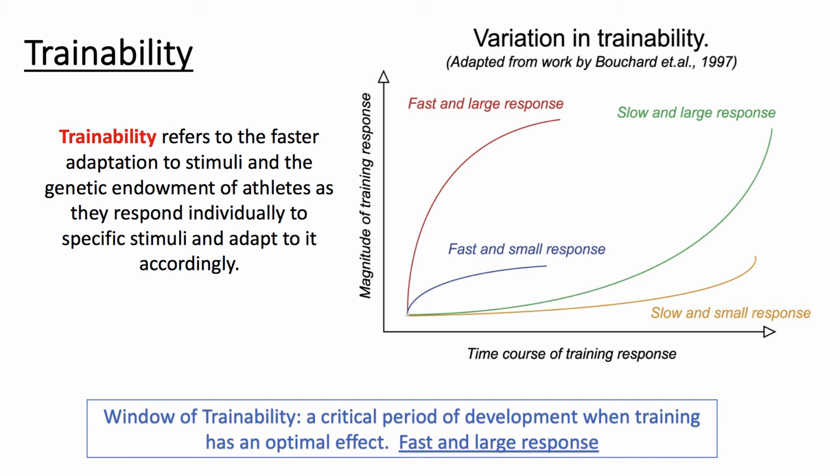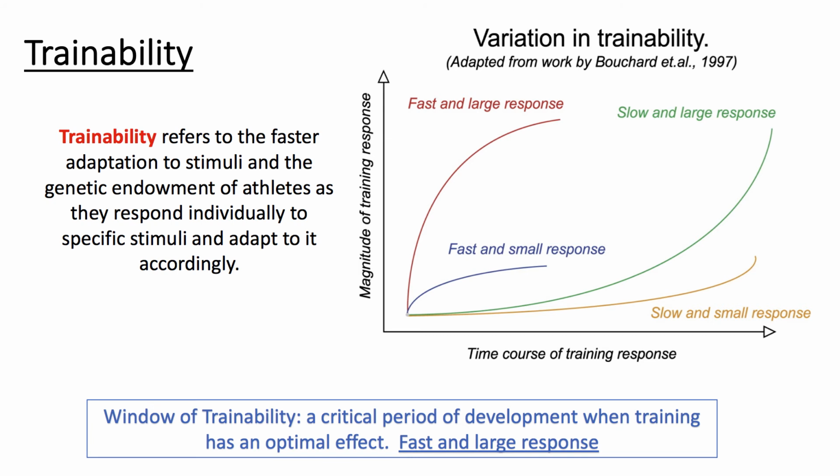You also have individuals who are fast adapters to a training program and learning skills, but they have a small response, which are the people indicated in blue here on the figure. Then you have people who are more a slow and large response, which is green, and then in yellow we see a slow and small response. So you want to gauge with your athlete their trainability. So trainability refers to the faster adaptation to stimuli and the genetic endowment of athletes as they respond individually to specific stimuli and adapt to it accordingly.